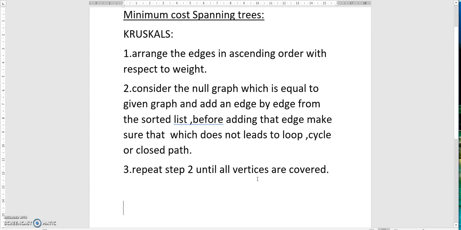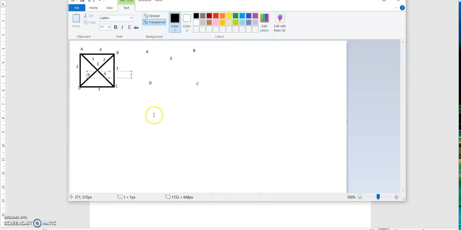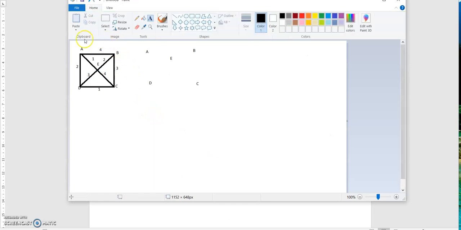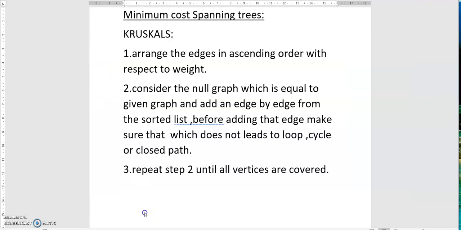Okay. First, take an example. This is the given graph. It contains vertices A, B, C, D, E and some costs on the edges. Now we have to write each and every value in ascending order. Initially the smallest values are AE and DC. First write those.